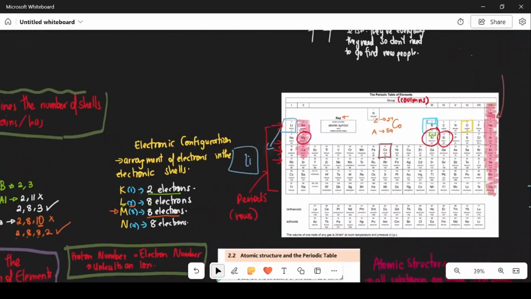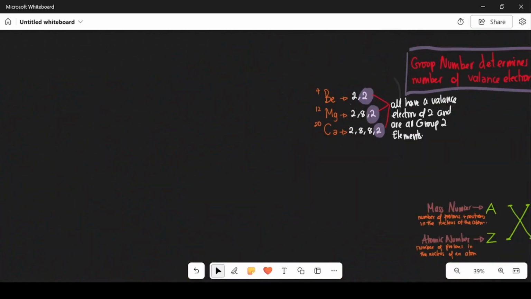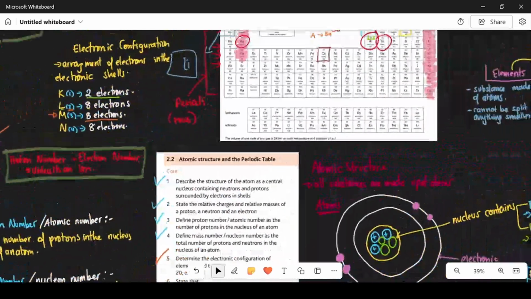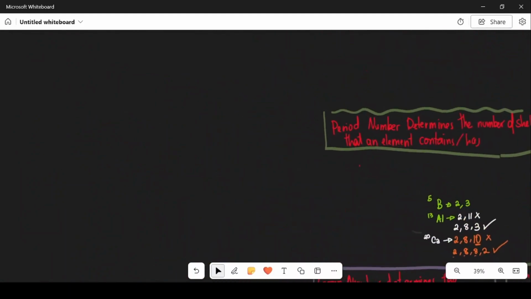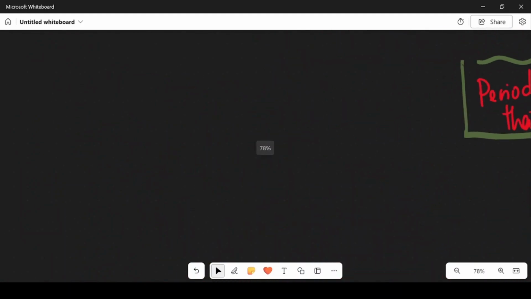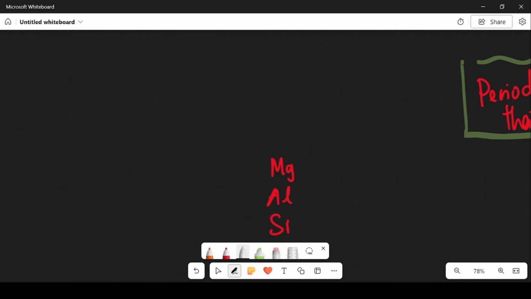All right, so we've taken magnesium, aluminum, and what was that? Silicon with 14. Where's the note that I made? There we go. So let's take all of them and configure them. Magnesium, aluminum, silicon. Why did I think of phosphorus? Okay, magnesium has 12, aluminum has 13, silicon has 14.